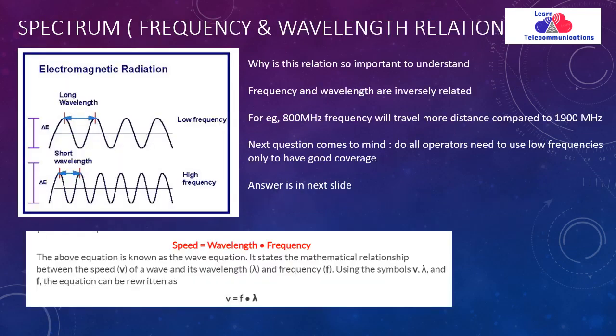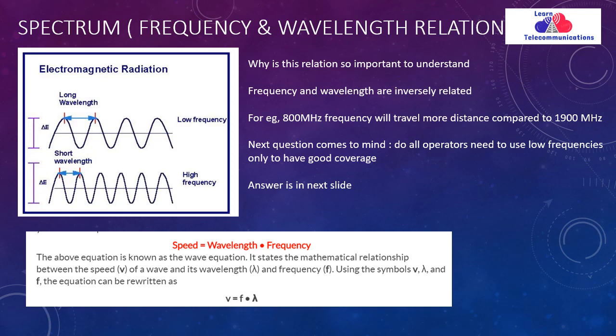Let's talk about the relation between frequency and wavelength. Why is it so important to understand this relation? If you see the formula, speed equals wavelength times frequency: V = f × λ, where f is the frequency, λ is the wavelength and v is the speed of the wave.